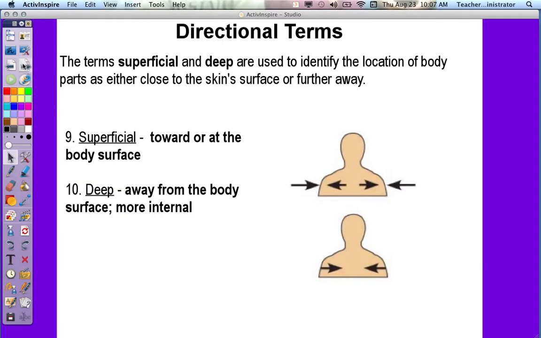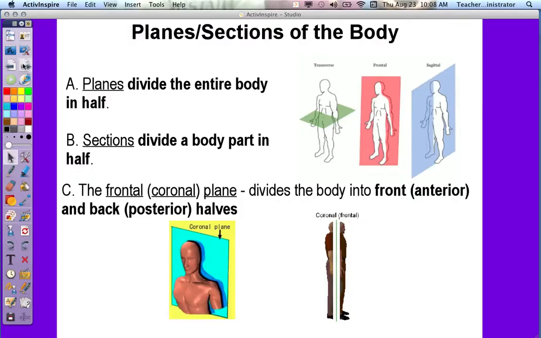The next 2 terms are superficial and deep. Superficial just means that it's towards the surface of your body, and deep means it's away from the surface, or it's a more internal structure. So when you get a superficial cut, it means it's not very deep at all. It's a very shallow cut. It's very close to the surface of your body, like a paper clip might cause a superficial cut. Whereas if you gouge your leg, that might be a deep cut, which is probably going to be more serious because now you're dealing with more internal damage. Those were all the directional terms.